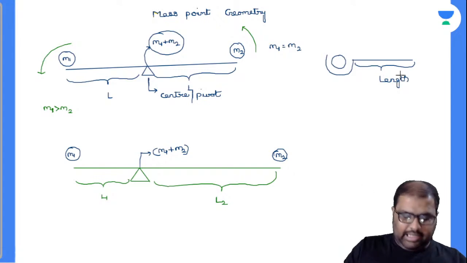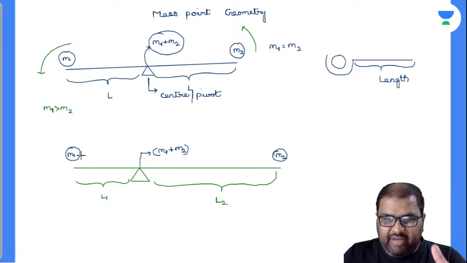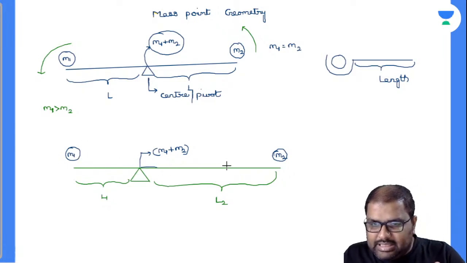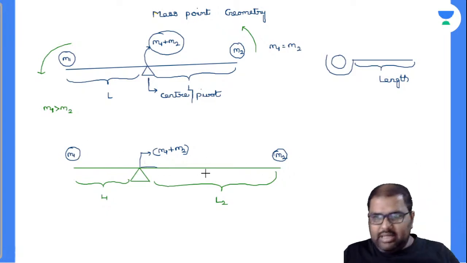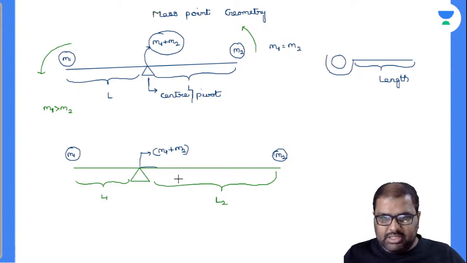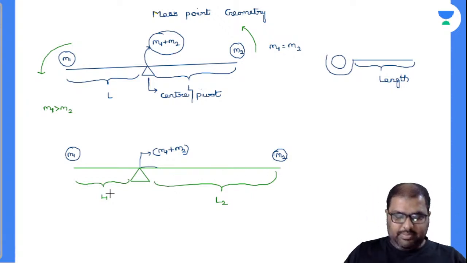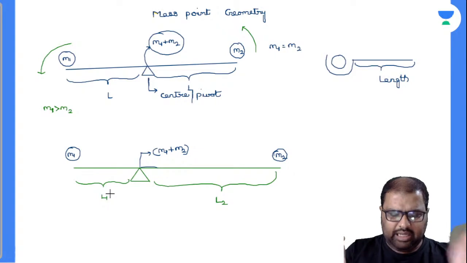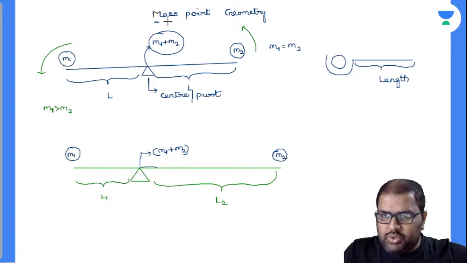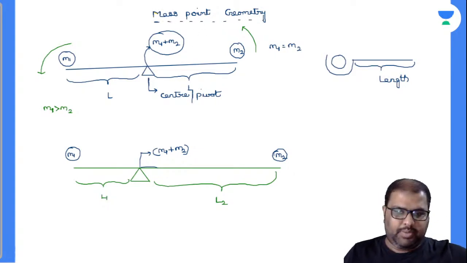Similarly, I can take the same condition here. The M1 weight will be balanced by this position. Am I right? Because M1 is here, this L2 length will manage it. The M2 weight will be balanced by L1. And this is called a clear-cut case of mass point geometry.